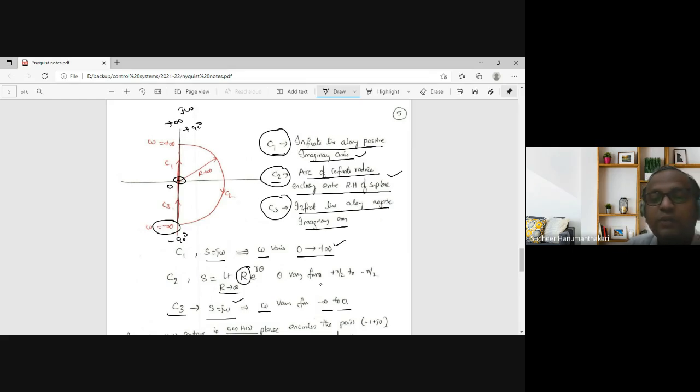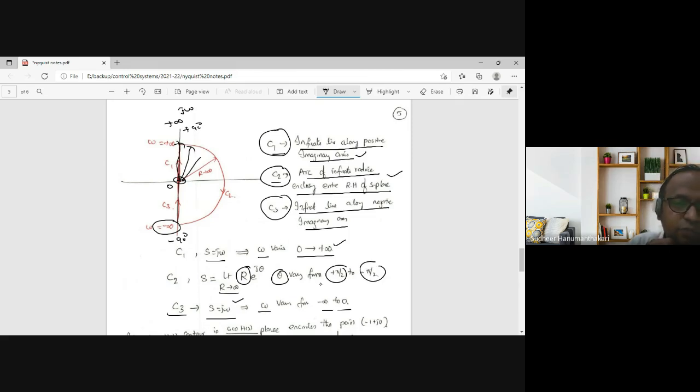R into e power j theta. This is representing a polar form, where theta varies from plus pi by 2 to minus pi by 2. So at plus pi by 2, you'll get a point here.